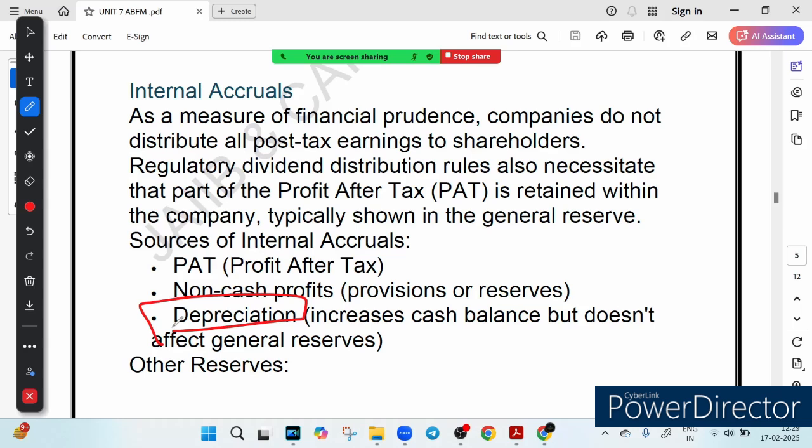But here is an interesting part: while the reduction in value is a loss on paper, it does not actually cost the company any cash right away. When a company calculates depreciation, it reduces the value of the asset on its balance sheet. This paper loss lowers its taxable income, which means the company pays less tax.